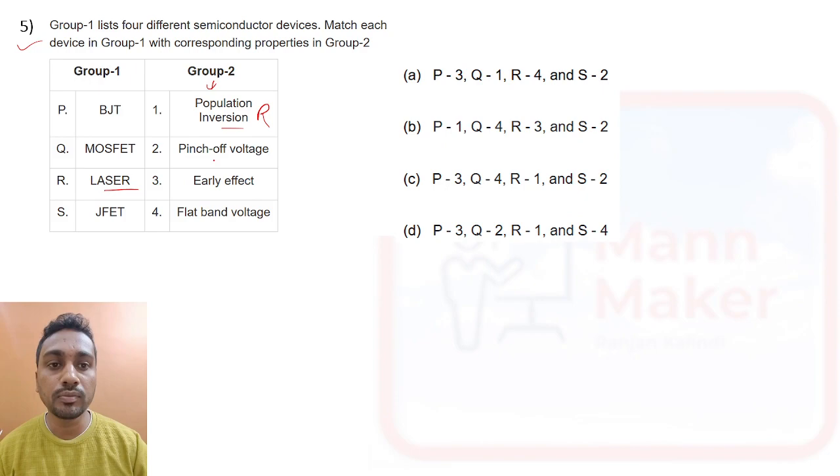Pinch-off voltage. Generally we have studied about pinch-off voltage in JFET. When electrons are moving from source to drain, that time pinch-off voltage occurs. So this is S. Okay. Early effect arises in BJT, so this is related to P. And flat band voltage is what? This is related to MOSFET, so this is Q. So now we will match this thing, so it will come option number C. Okay. So option number C is the right answer.